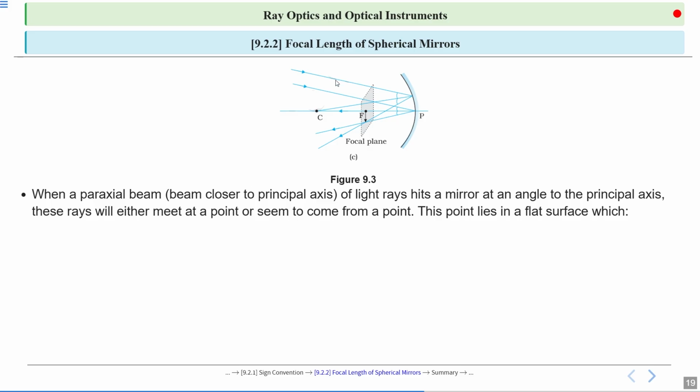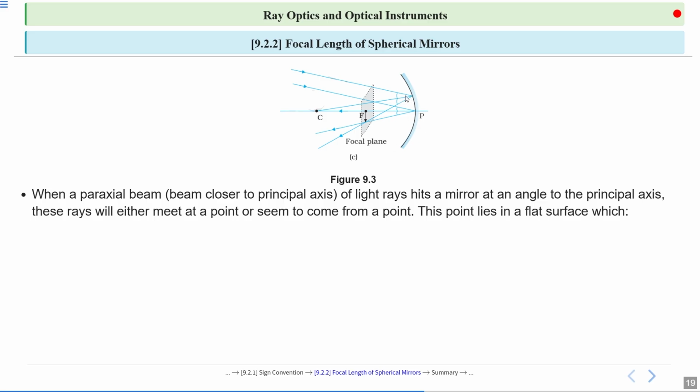Okay, when a paraxial beam of light hits a mirror at an angle to the principal axis, these rays will either meet at a specific point or seem to come from a point. So they will meet at a specific point after reflecting. Okay, so how are they reflecting from this spherical mirror?